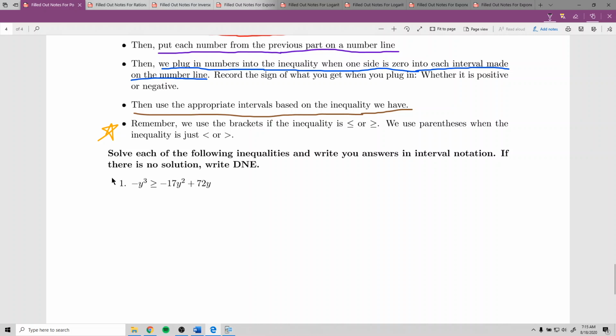I'm intentionally doing probably what is the hardest one. Most of them just have squared in them, like x squared or whatever your variable is. This one has cubed. So if you can follow along with this one, the other ones will just be shorter. So we first got to make one side 0. And the easiest way to do that is to add y cubed to each side. So we got 0 over here. Don't mess around with the inequality because we only added or subtracted. Then on the right side, we got y cubed minus 17y squared plus 72y.